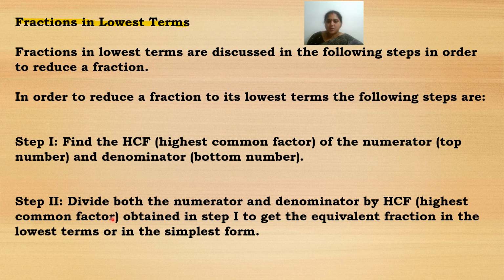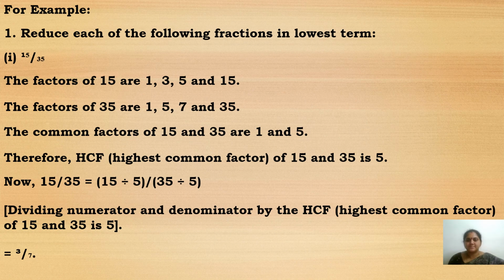Whatever the highest common factor we are getting, with that number we have to divide the numerator and denominator obtained in step 1 to get the equivalent fractions in lowest terms or in the simplest form. Now we will see how we will do that. Now we will see the example of how to convert our fraction into the lowest fraction.